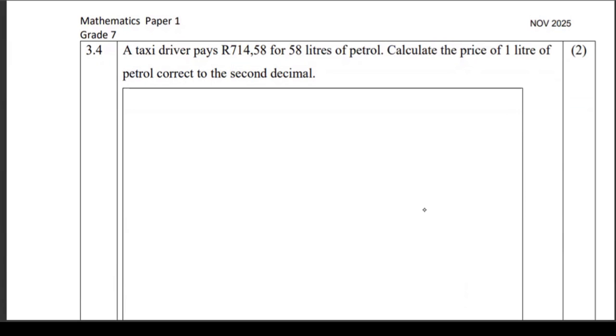All right, then question 3.4, taxi driver pays this much for 58 liters of petrol. Calculate the price of 1 liter, correct to the second decimal. Now, you see, we need to disregard the instruction that was given of no calculators.